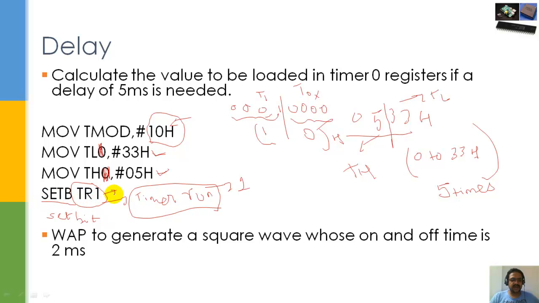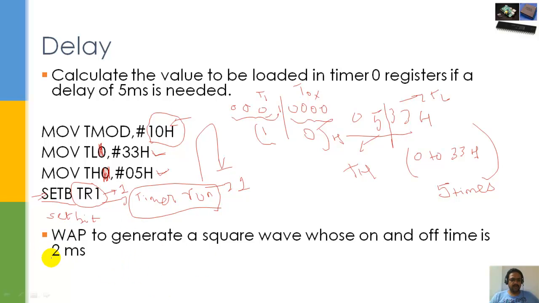So this sets the timer run bit to 1, after which, after this is executed, the timer will start running continuously till it overflows. In this case, I am not reinitializing the timer, so it will run one time and then stop. You get it? How to make the timer work.